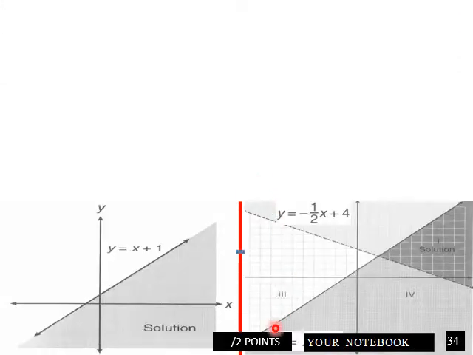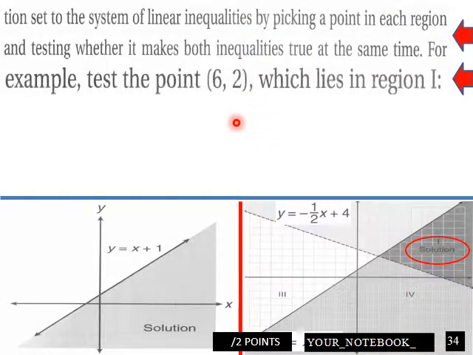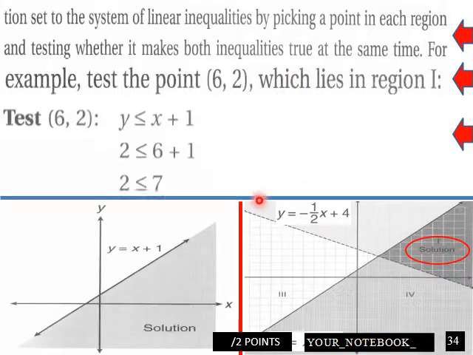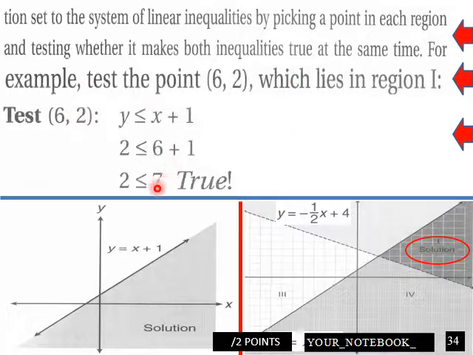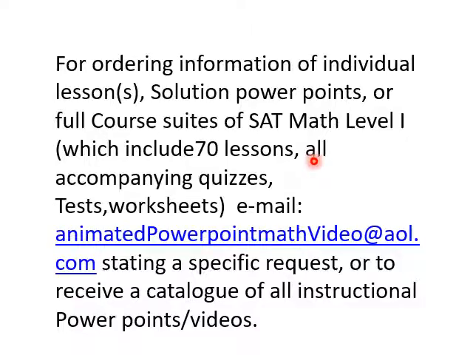And then to test the solution there, we need to test a value within that region. So we'll test (6, 2). When x equals 6, y equals 2, which lies in region 1. So we test that it works for this inequality here. When x equals 6 and y equals 2, 2 is less than or equal to 7. And for this one, we plug in 6 and 2, and 2 is greater than or equal to negative 2. So it works. That was 3.10 part 2.